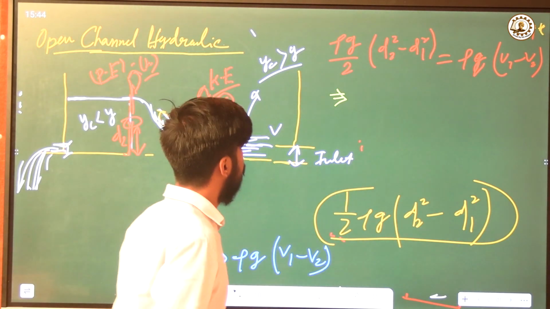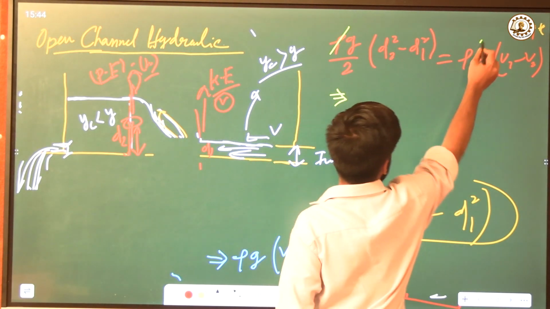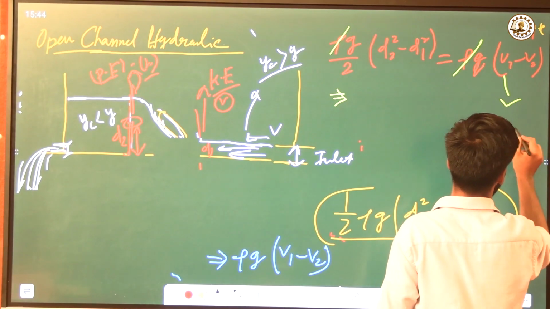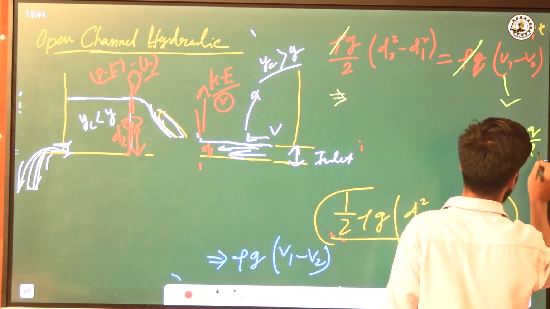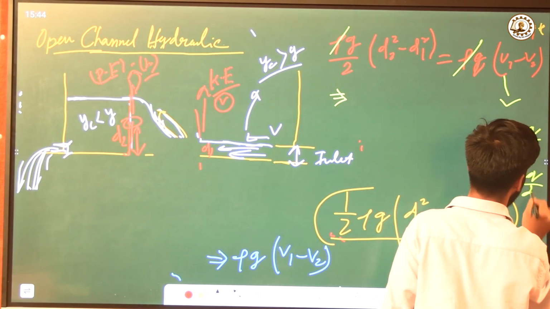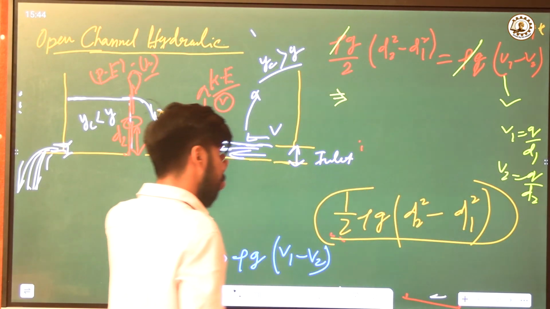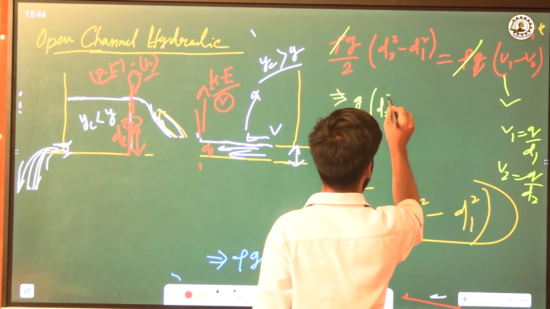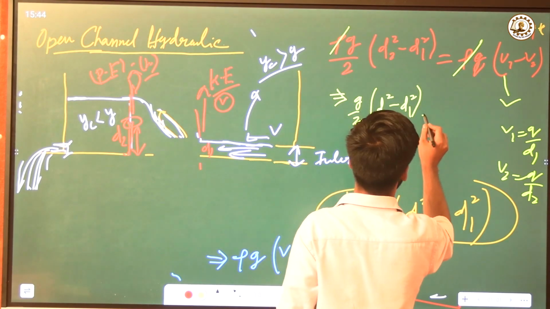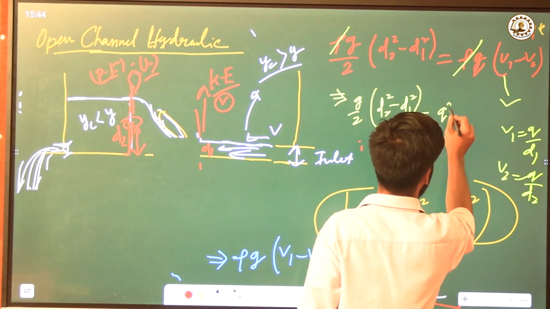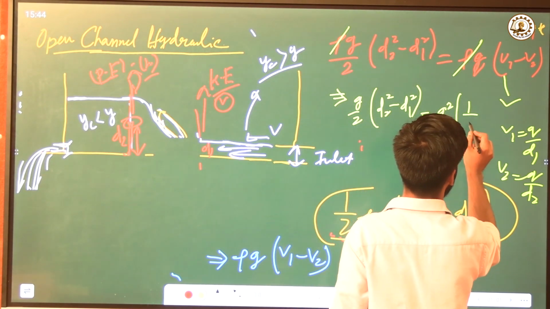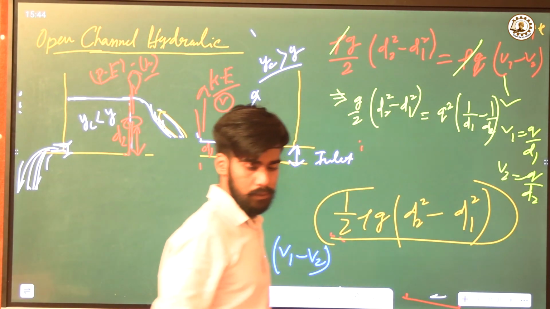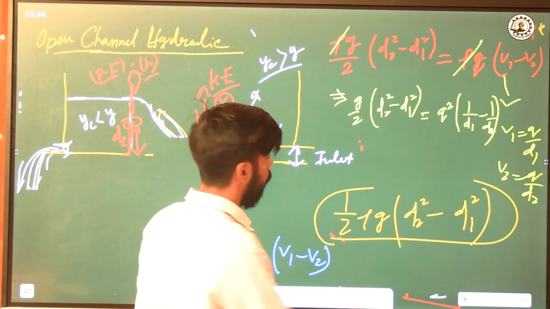if we want to simplify this part, the value of V1 will be nothing but q by d1, and V2 will be q by d2 for a unit width rectangular channel. So the value is g by 2 into d2 squared minus d1 squared, then we have q squared into 1 by d1 minus 1 by d2. We can get this here.